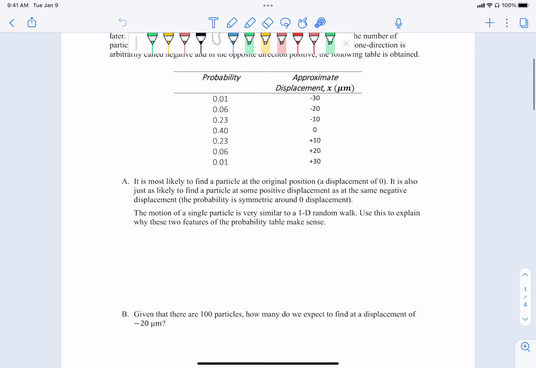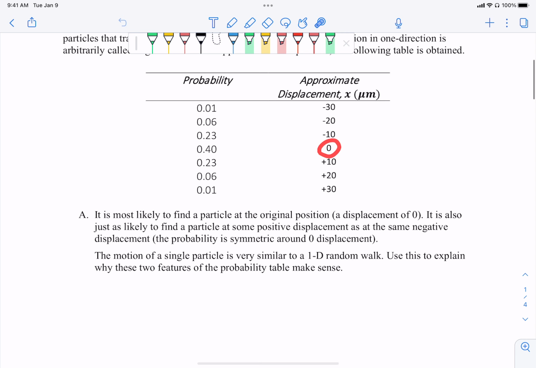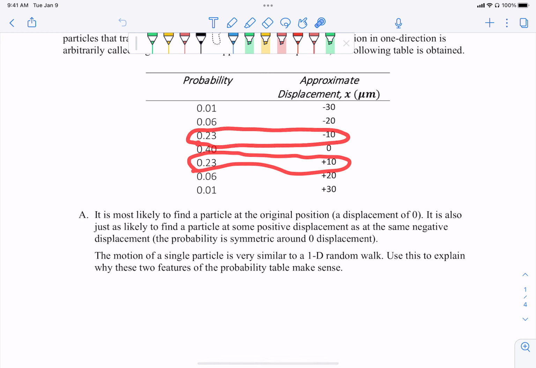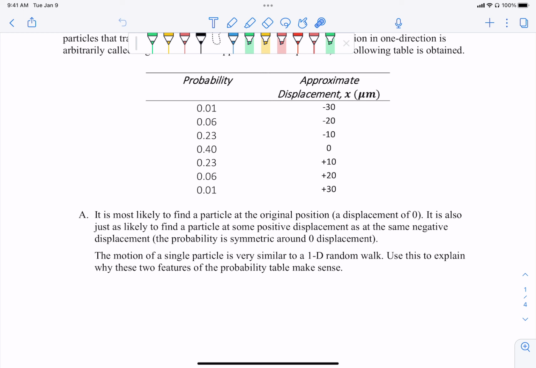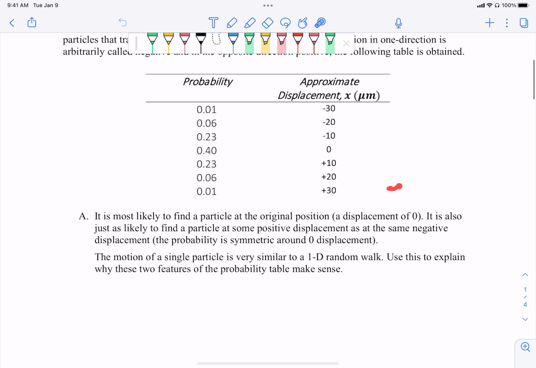So what this basically means is that everything is centered around 0, right? And whether you go positive or you go negative, the probabilities are symmetrical. As you can see here, the probability you move 10 micrometers is 0.23, and negative 10 micrometers, it's also 0.23. Same goes for 20 micrometers, 30, and negative 20, negative 30. They all have the same probabilities. It's symmetric, so if you were to graph it out, it would look something like this. So it's just all symmetric.